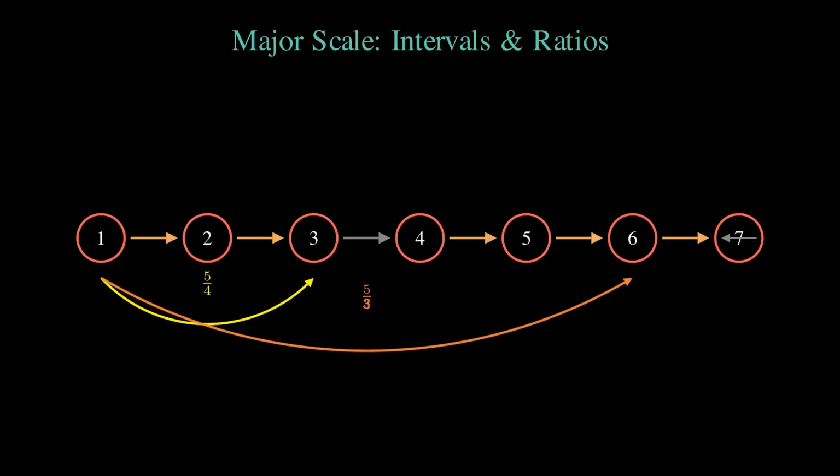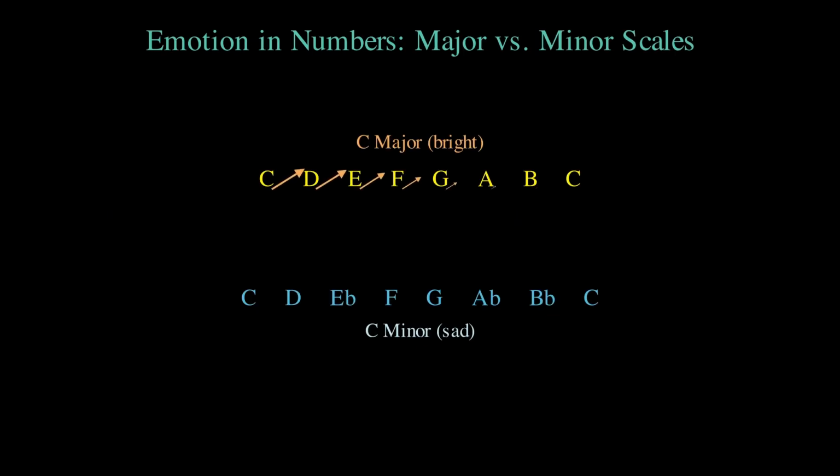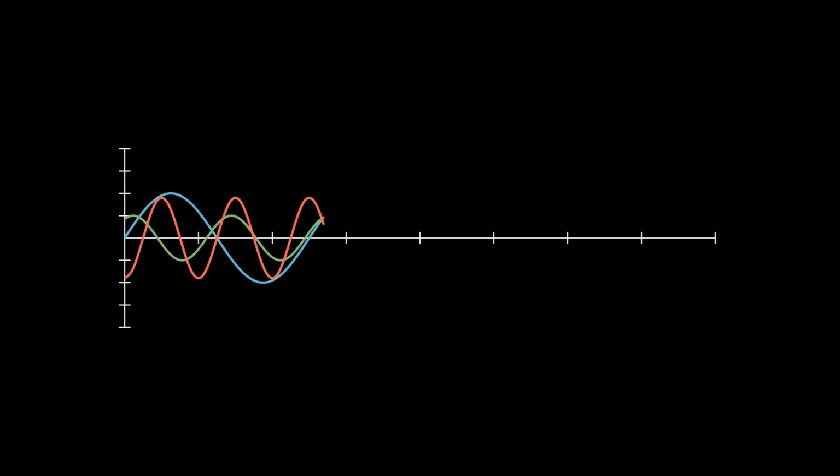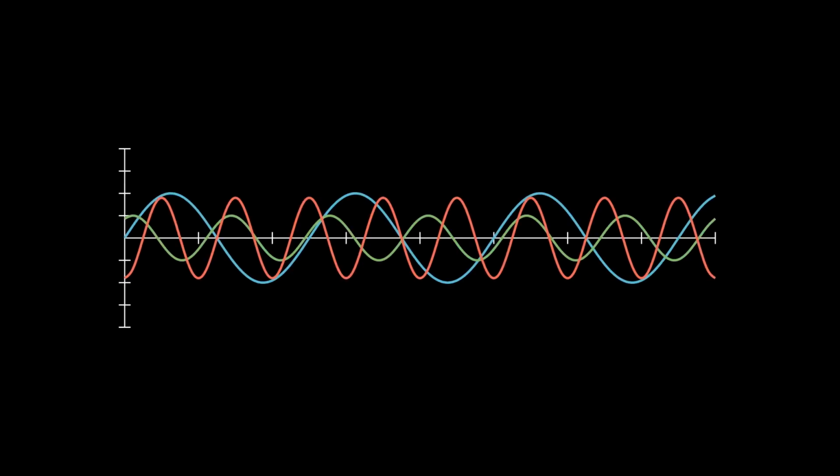In major scales, many intervals correspond to simple, stable ratios like 5:4 and 3:2, which our brains perceive as consonant and pleasant. In minor scales, some of those ratios become more complex, creating a subtle tension or dissonance that we associate with sadness. Remember that complex sound wave we saw at the beginning.